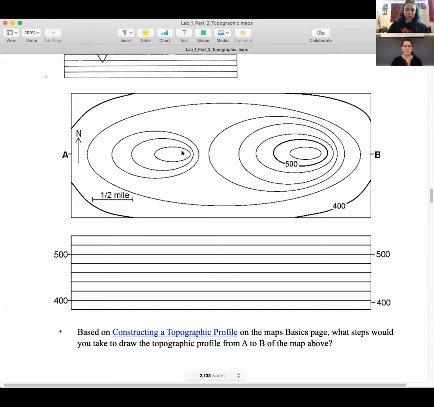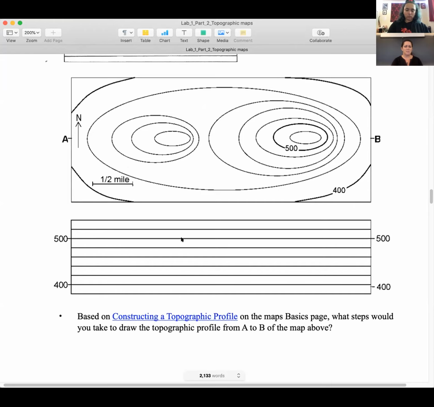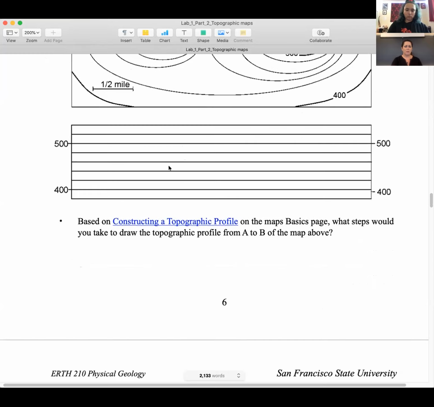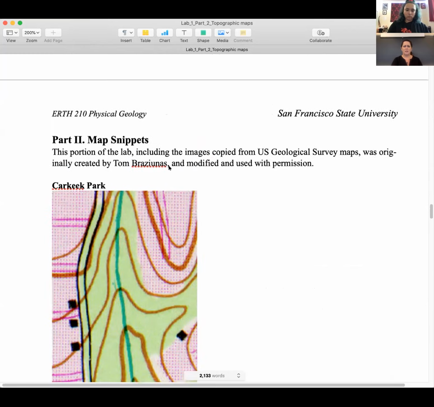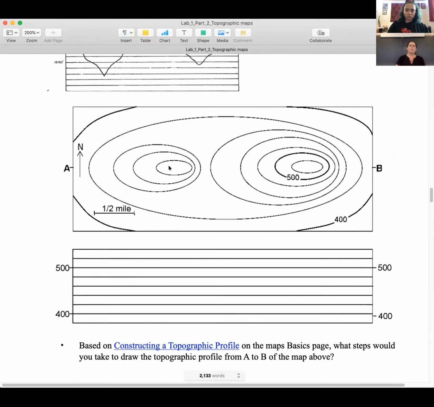So you drop the line down, mark it at the right elevation, drop it down, mark it at the elevation. Use a ruler if you're doing it by hand, or make sure you're using straight lines that are perfectly horizontal and perfectly vertical to do this lab. Then you will connect the dots to create the profile that shows this landform. Again, this last little bit we'll save for Thursday, but see how much you can get done between now and then.